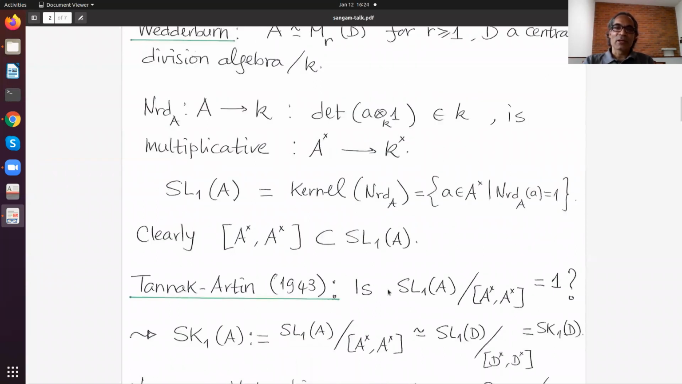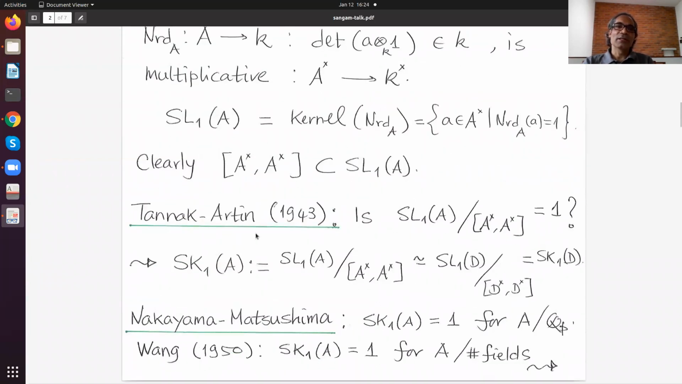Actually, I am a little confused about Tannaka-Artin. I think it was a conjecture, not just a problem. The conjecture was that this quotient is trivial. In other words, every norm 1 element can be written as a product of commutators. That was the conjecture. Let's denote this quotient by SK1 of A, which by definition is SL1 of A modulo the commutator subgroup of A star.